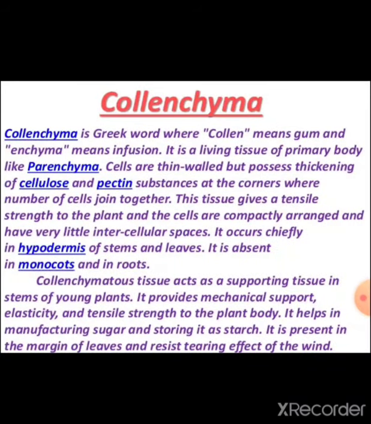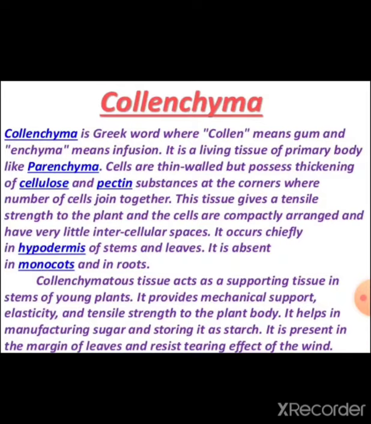Collenchyma. Again, this is derived from a Greek word, colla, meaning gum, and enchyma meaning infusion. It is a living tissue of the primary body like parenchyma. Cells are thin-walled but possess thickening of cellulose and pectin substances at the corners where a number of cells join together. This tissue gives tensile strength and mechanical support to plants.